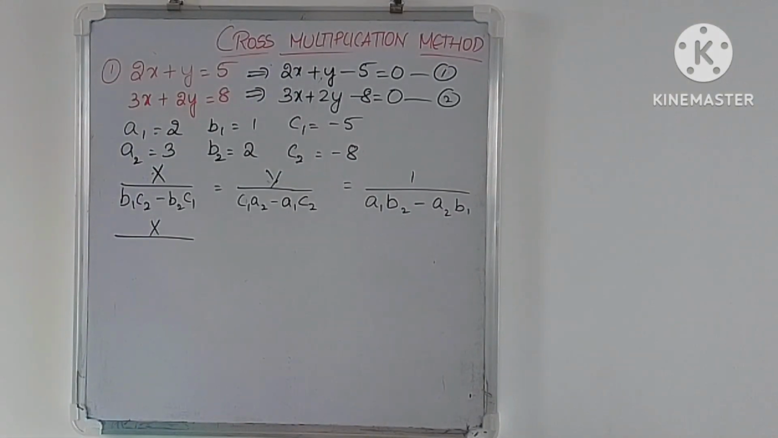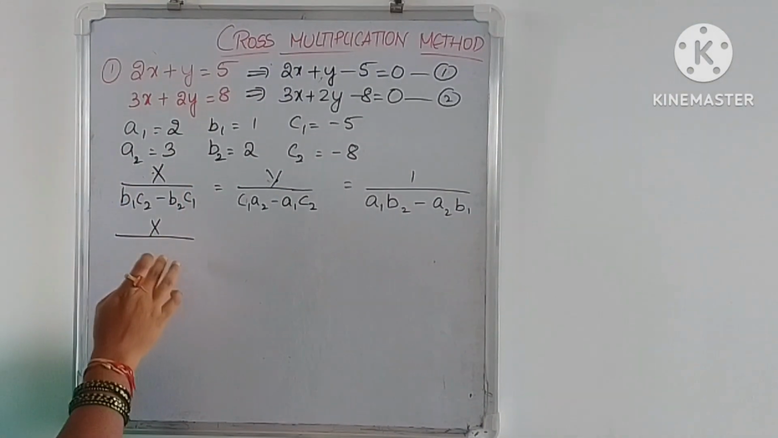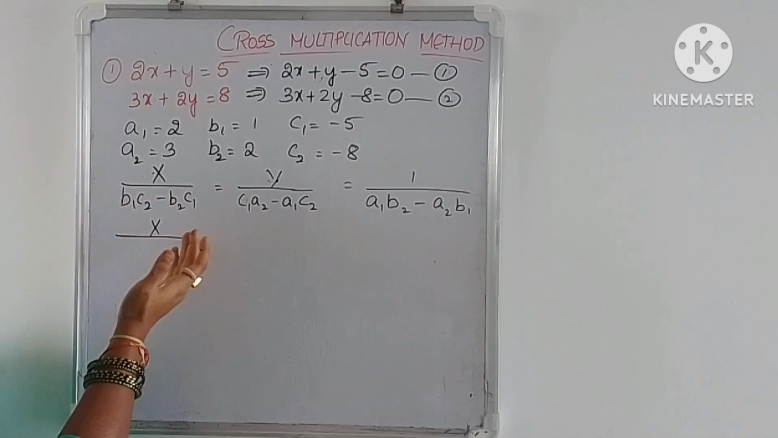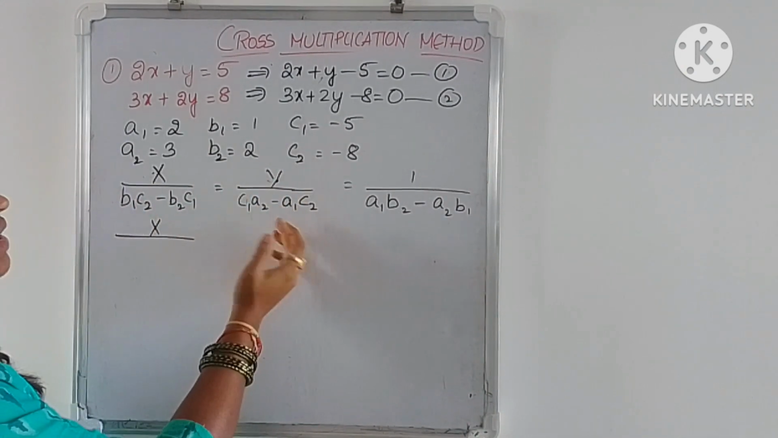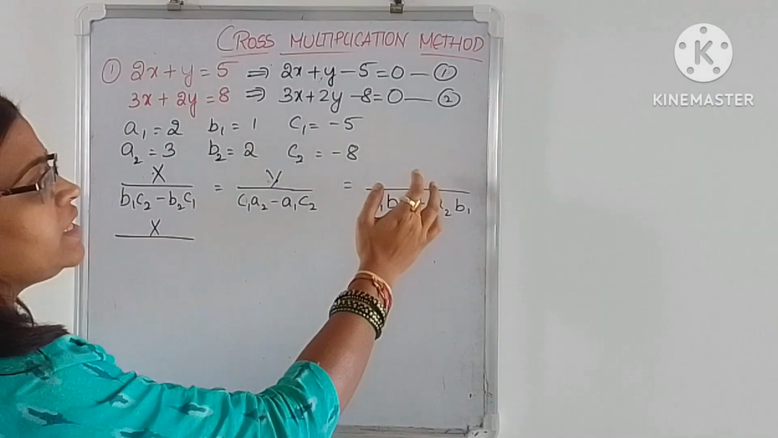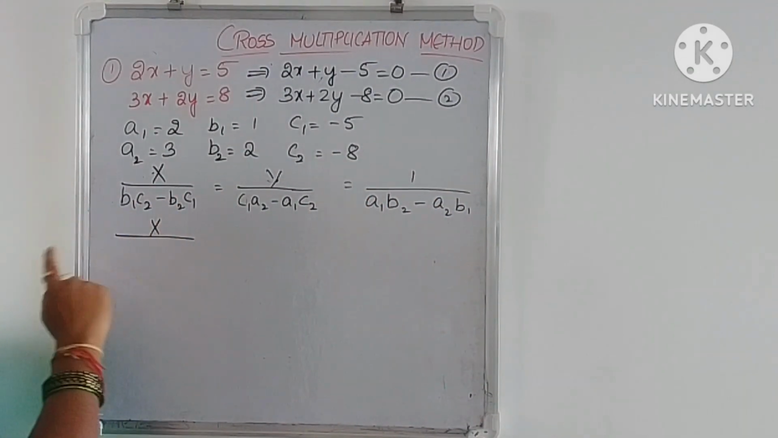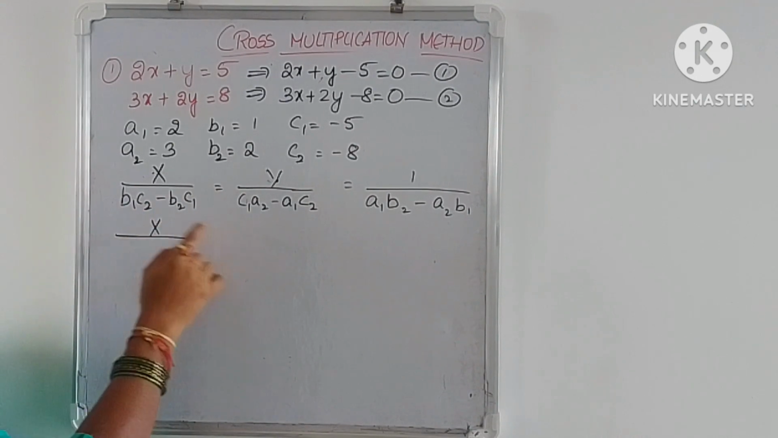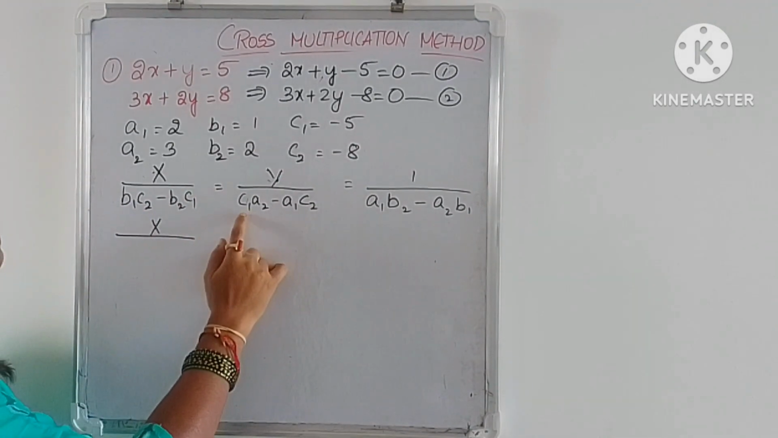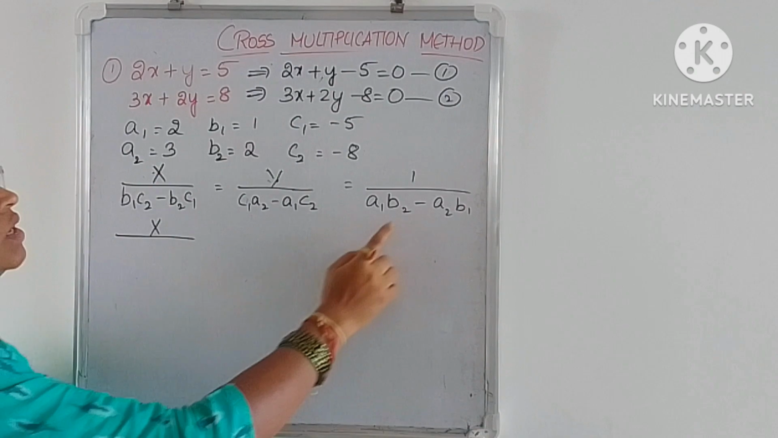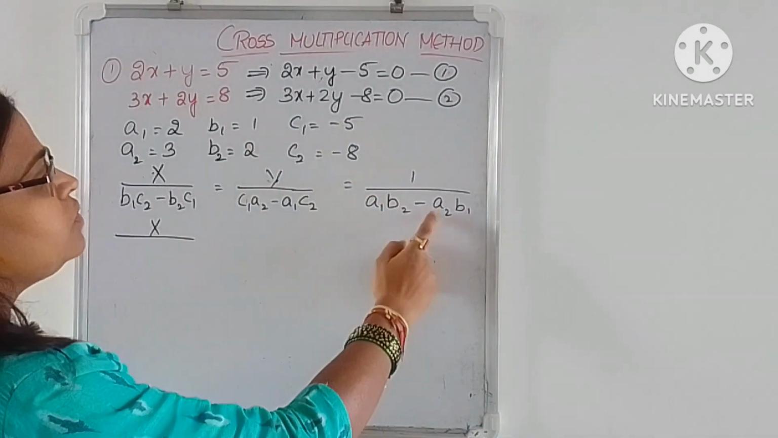How can we remember this formula? While writing x, remove the a. While writing y, remove the b, and while writing the last term, remove the c and write it. So if you remove the a term, we will get b1 c2 and b2 c1. If you remove the b term, you will get c1 a2 and a1 c2. If you remove the c term, a1 b2 and a2 b1.